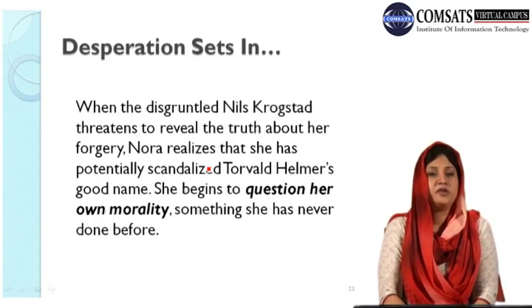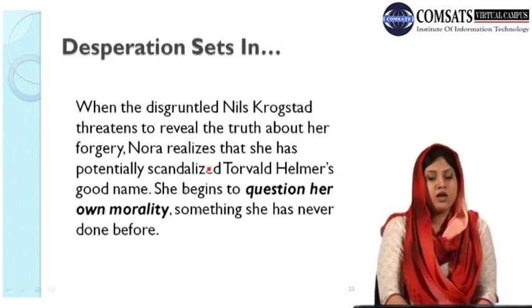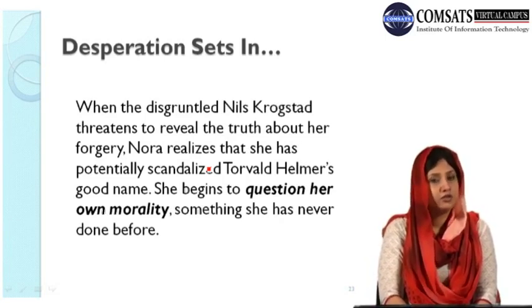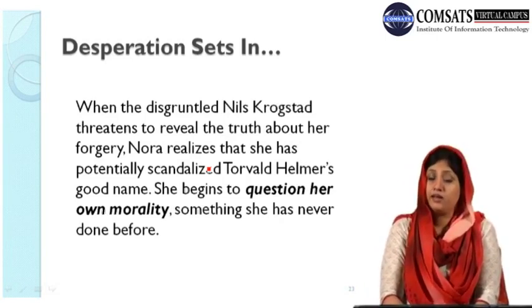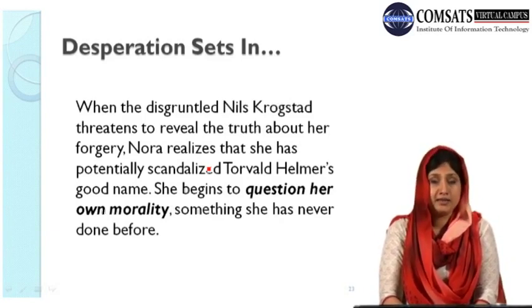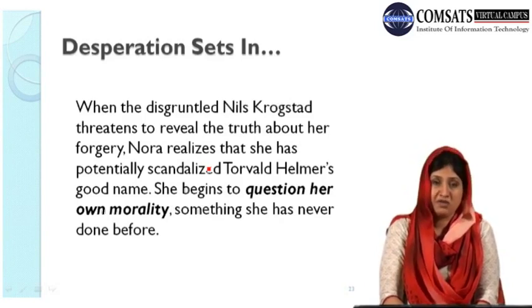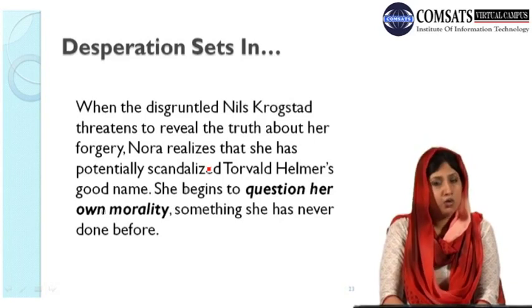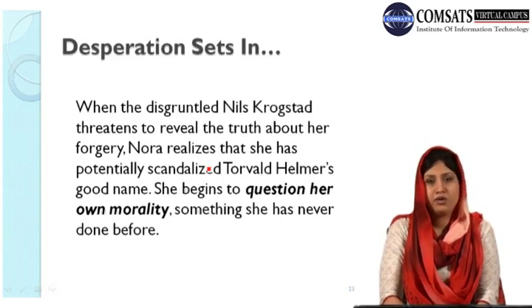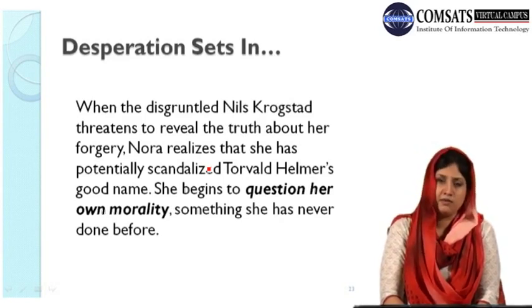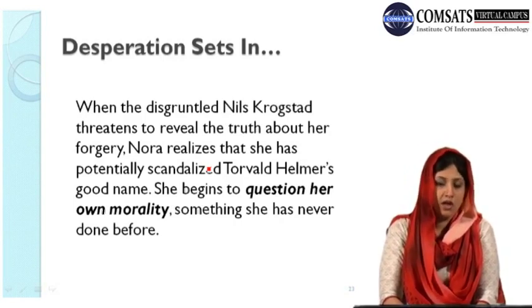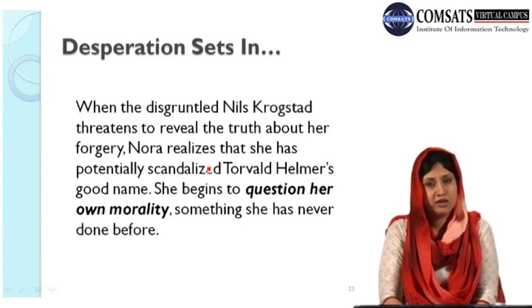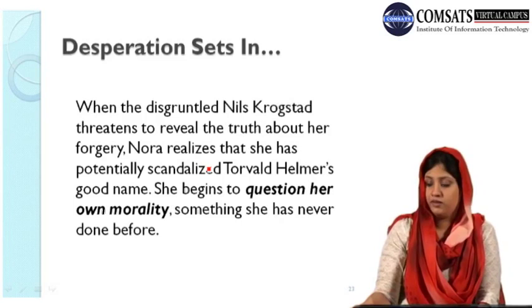However, we observe this desperate self of Nora when the disgruntled Nils Krogstad threatens to reveal the truth about her forgery. Nora realizes that she has potentially scandalized Torvald Helmer's good name and reputation, and she begins to question her own morality, something she has never done before, and she is questioning herself whether she has done something wrong, although we understand that what she has done was a try to secure her life, to secure her husband in a way. However, how do you interpret this event and this development of the play is one thing that I would like you to think about.